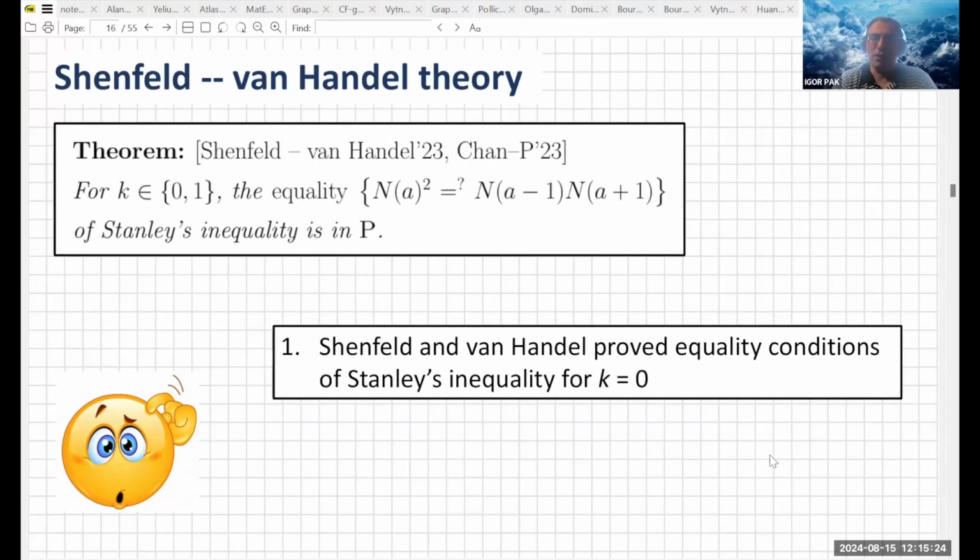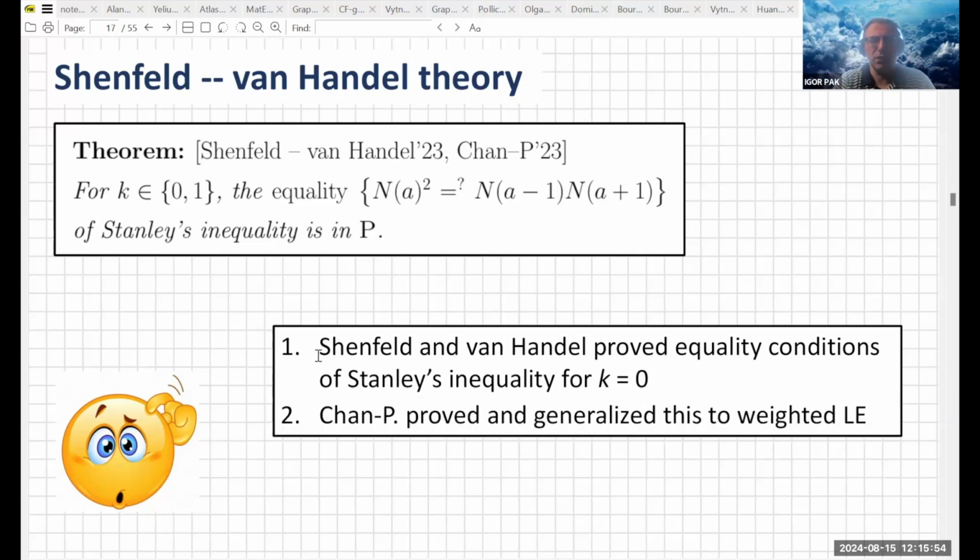Now here is a story. The most interesting part is the story of how this result was obtained. As you can see, the first half of this result is Shenfeld and van Handel, and Shenfeld and van Handel proved the equality condition of Stanley, the equality for k equal to zero, and this was a major breakthrough. And they used geometric tools for that. Just like Stanley used the Alexandrov-Fenchel inequality, they used rather more complicated tools involving mixed volume theory.